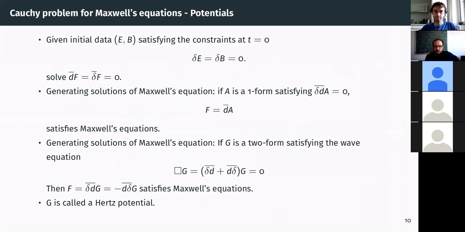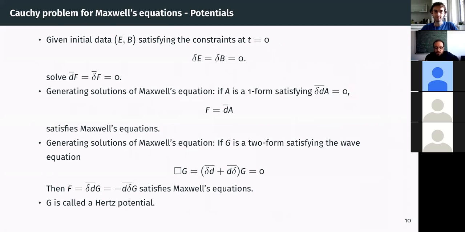And how do you generate solutions to Maxwell's equation? Well, the most basic thing you can think of is to take a one form which satisfies the equation here. So it's only half of a wave equation, so to speak. Then F, which is given by the differential of the potential one form, satisfies Maxwell's equation. This is more or less straightforward to check. This A here is just the standard vector potential.